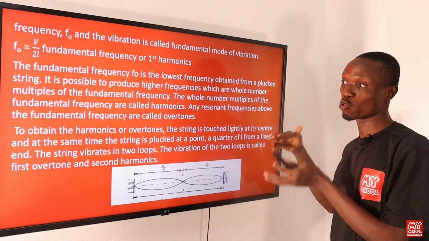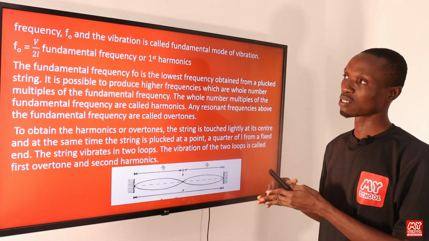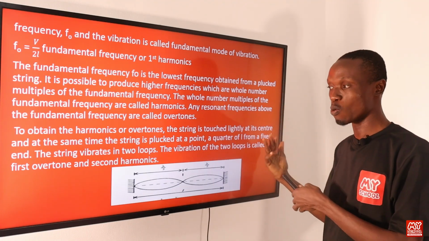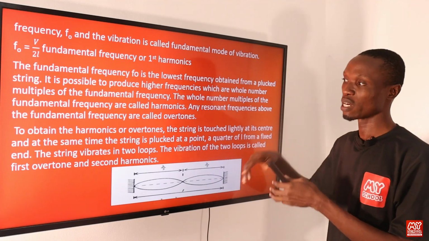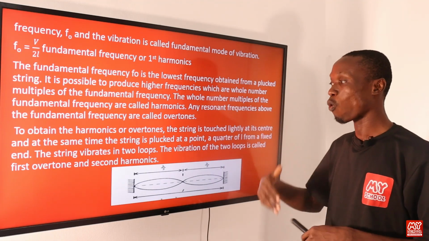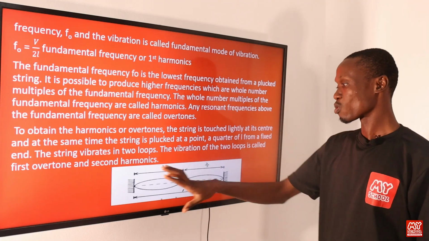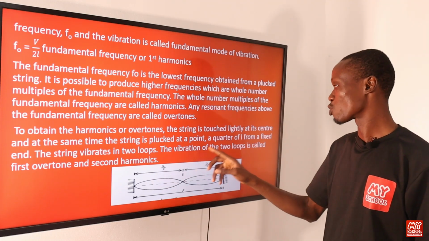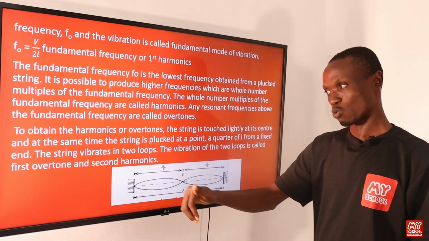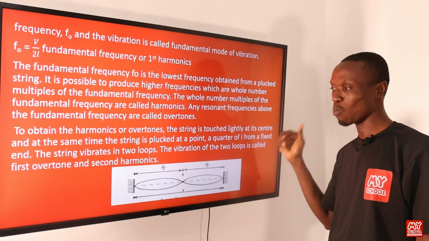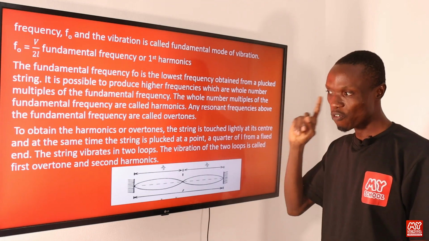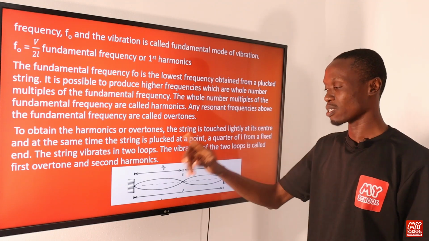So in this case, we now have two loops. Remember that one loop more or less serves as the basis. The reason we are having two loops is because we want to obtain other harmonics or overtones, right? The vibration of the two loops is called the first overtone and the second harmonic.